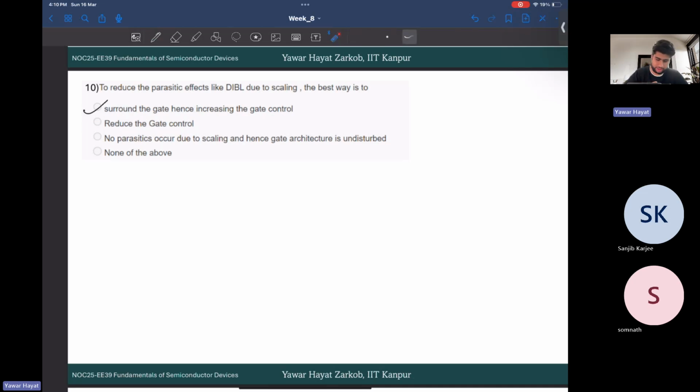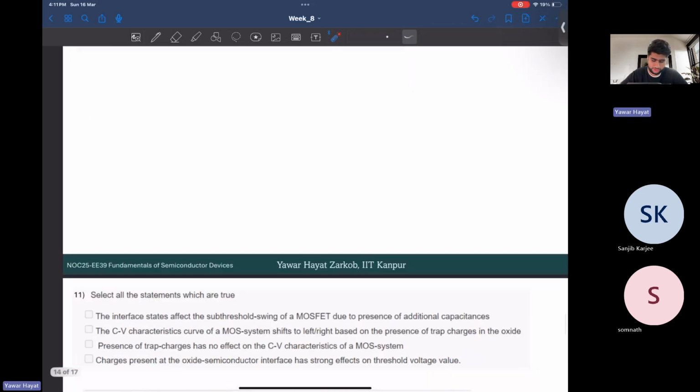You cannot reduce the gate control because that has already reduced short channels. So this is also wrong, right? Parasitics would occur due to scaling. So we need to change the gate architecture. We cannot leave it as it is. Okay, is question 10 clear? So that would be the objective on short channel effects.